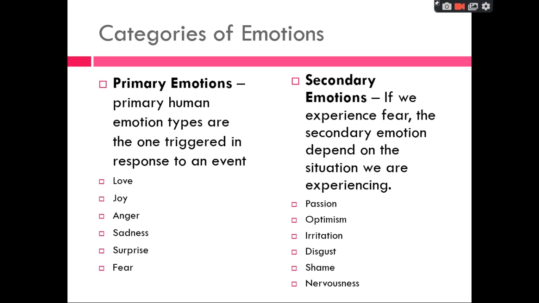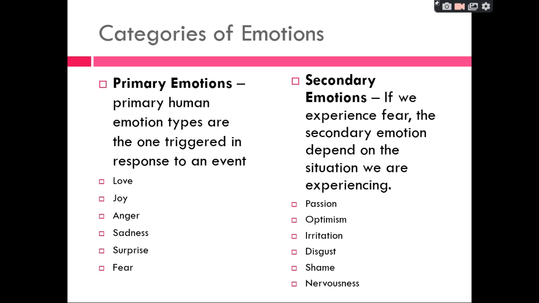So, categories of emotion, we have two categories of emotion. The first category is the primary emotion. Primary emotion is actually the initial emotion that you feel, and it is triggered in response to a certain event. Examples: love, joy, anger, sadness, surprise, and fear.